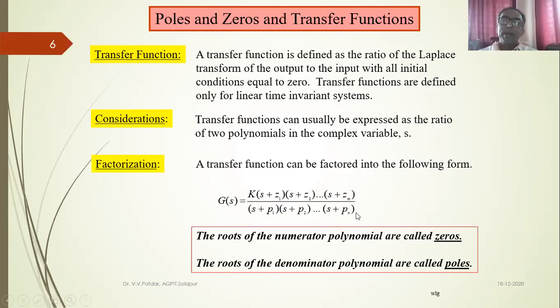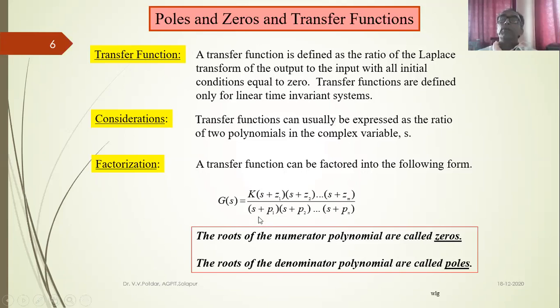And what are the denominator factors? s plus p1, s plus p2, s plus p3. So what I said: s plus 5, s plus 6, s plus 7. Take s plus 5, so s is equal to minus 5. If I put s equal to minus 5, what happens? This term becomes 0. So when this term becomes 0, the entire denominator becomes 0. And when the denominator becomes 0, whatever the numerator is, the ratio becomes infinite. So what is the conclusion?